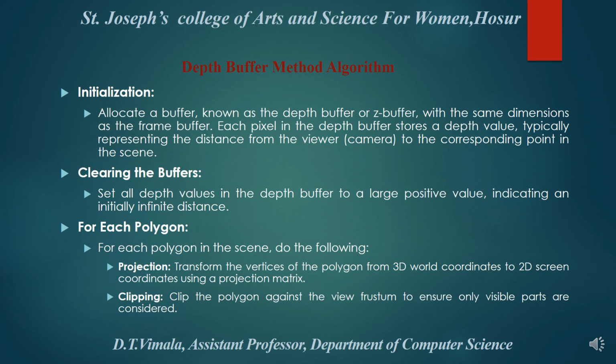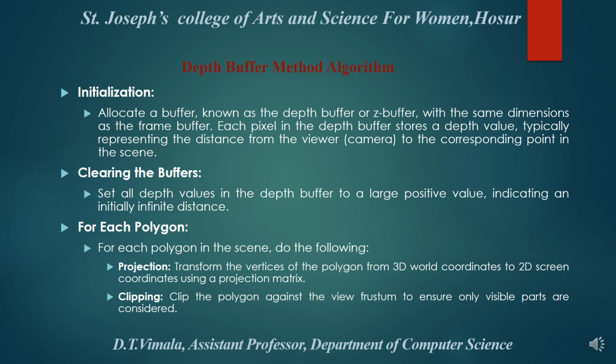The steps of the depth buffer method algorithm. Initialization. Allocate a buffer known as the depth buffer with the same dimensions as the frame buffer. Each pixel in the depth buffer stores a depth value, typically representing the distance from the viewer to the corresponding point in the scene. Clearing the buffer. Set all the depth values in the depth buffer to a large positive value indicating an initially infinite distance. Then, for each polygon in the scene, do the following.